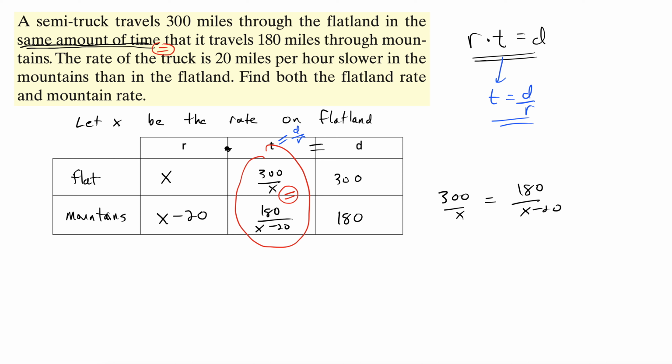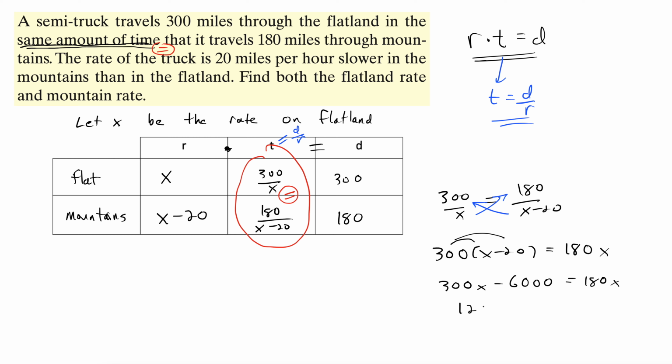From here we cross multiply. Anytime you get a proportion, you just cross multiply, bring those denominators up to the other side. So we get 300 times x minus 20 equals 180x. Now we're on to something here. 300x minus 300 times 20 is 6,000 equals 180x. Let's get all the x's on the left, everything else on the right. So I'm subtracting 180x from both sides to get 120x equals 6,000. Finally, divide both sides by 120 to get x equals 50.